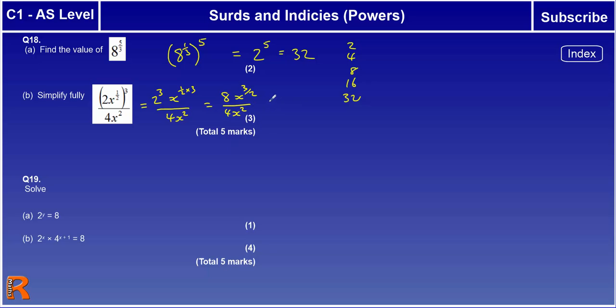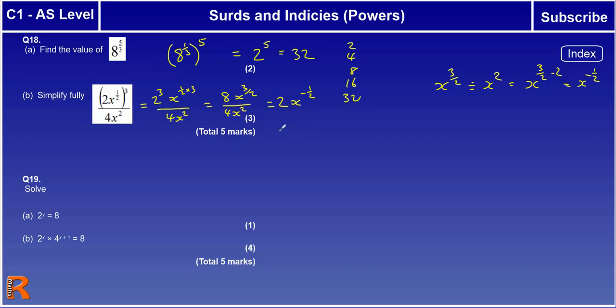So 8 divided by 4 is 2. And then we've got x to the 3 over 2 divided by x to the 2. So that's a basic rule, we just subtract the powers. So 3 over 2 minus 2, which is x to the minus a half. So that's 2 lots of x to the minus a half.